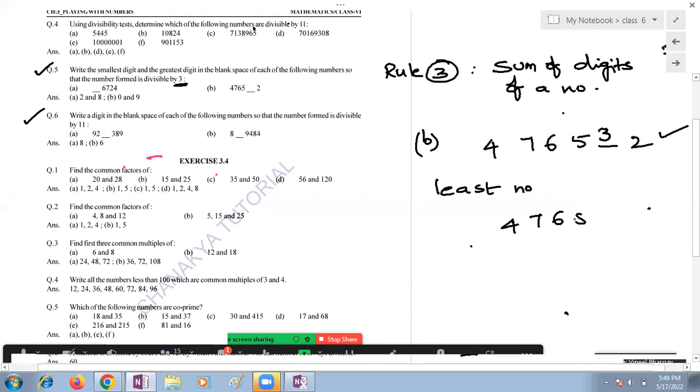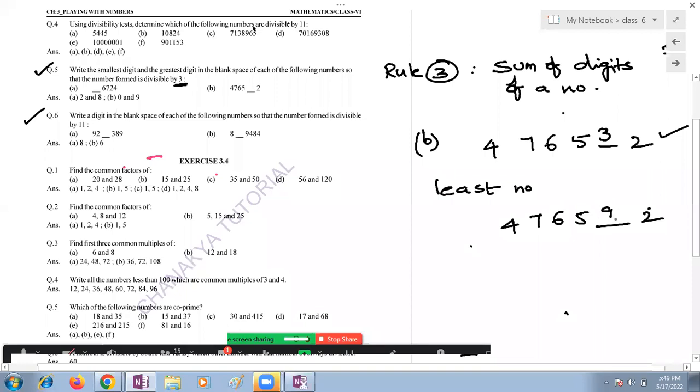4, 7, 6, 5. The largest number, if I place here, 9. Let me check, children. Let me count. 17, 22, 24. 6, ma'am. 6 you have to place.